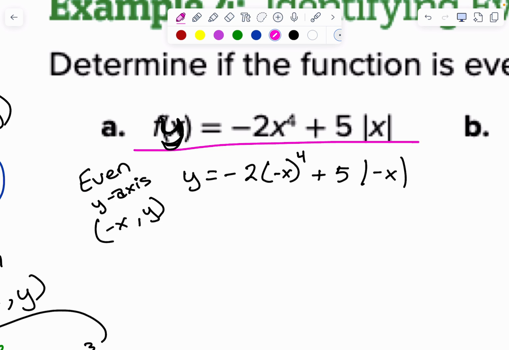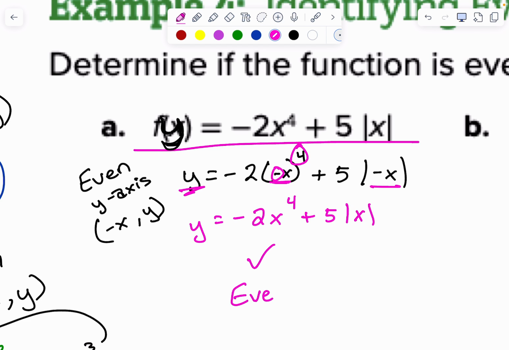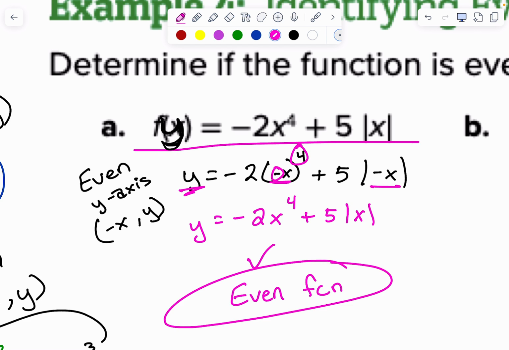So let's go piece by piece. The y is just going to stay y, right? What happens when I take negative x to the fourth power? That negative to the fourth power is going to return back to positive, right? So this is just going to stay negative 2x to the fourth. Does that make sense? What happens if I take the absolute value of a negative x? It's going to be the same thing as the absolute value of the positive x. So he does have y-axis symmetry. He is an even function. Does that make sense?